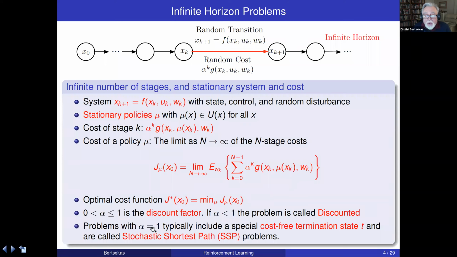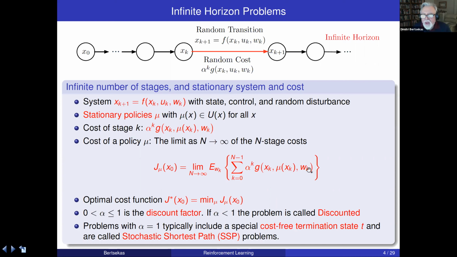Now, when alpha is equal to 1, there's no discounting, and the cost can accumulate. So in order to keep this cost finite, it is necessary to have some special state, a termination state, where the system can park, can go there and stay with no cost. That will keep the cost finite. So usually when alpha is equal to 1, there must be, as a practical matter, a cost-free termination state, T. We're going to be denoting it by T as before. And this is the general class of problems which are called stochastic shortest path problems, or SSP problems.